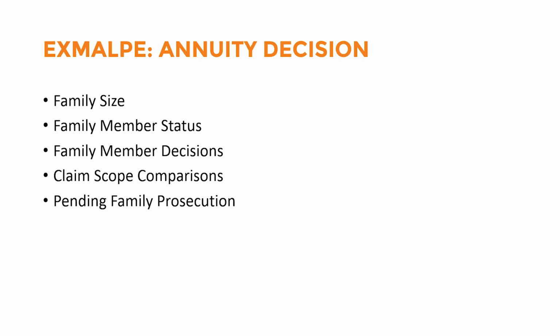We'll talk about this example, annuity decisions. You've got a patent that's coming up for an annuity. You have to decide whether or not it makes sense to pay the annuity and keep it around, or to save the money, cut and run, and let it go. Some of the factors that come into this are very family and file history specific.